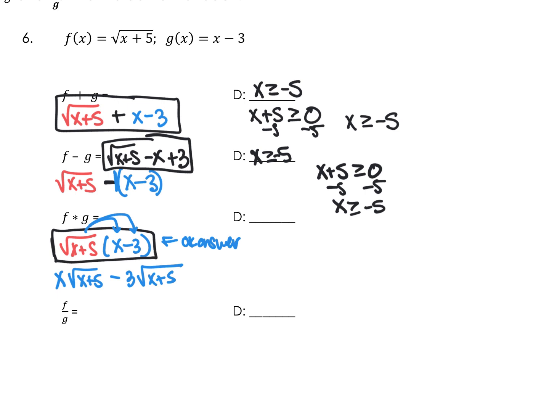And then we need to look for our domain for denominators, square roots or square roots in the denominator. We see square root of x plus 5 again, so we can take x plus 5, set it greater than or equal to 0. We've already done that for these last 3, so we know that's going to be x is greater than or equal to negative 5.